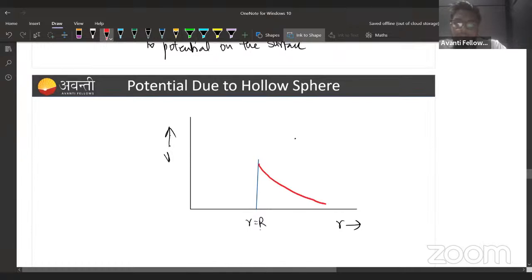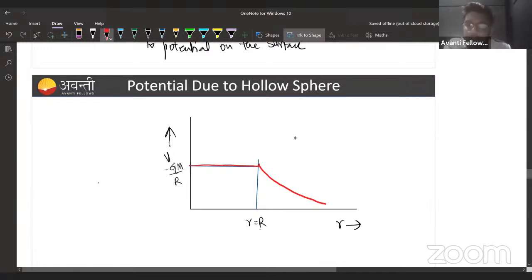At surface, it becomes constant like this, and what will be the value of this constant? Minus GM by capital R. And inside also it is the same, right? So I'm going to draw the graph like this. Inside it is the same as at surface. So this is the graph for potential due to a hollow sphere.